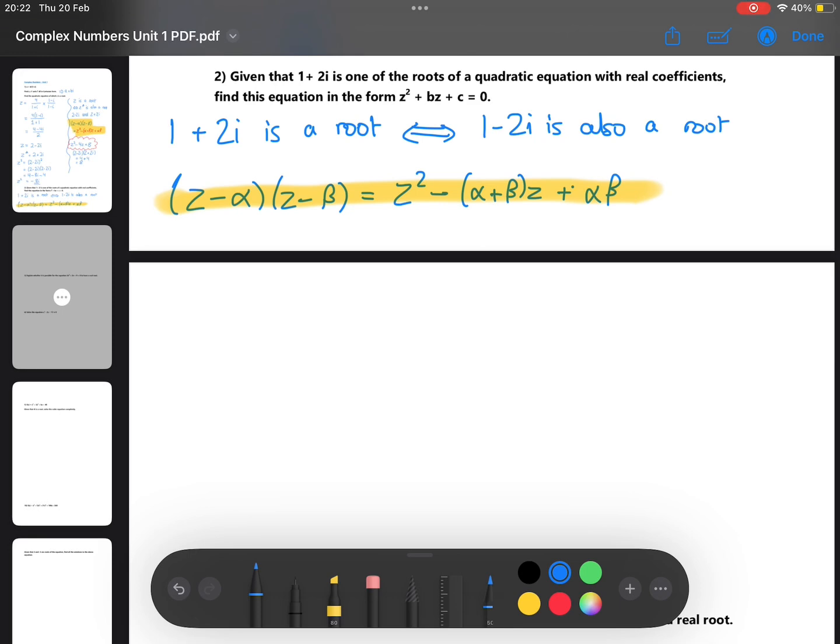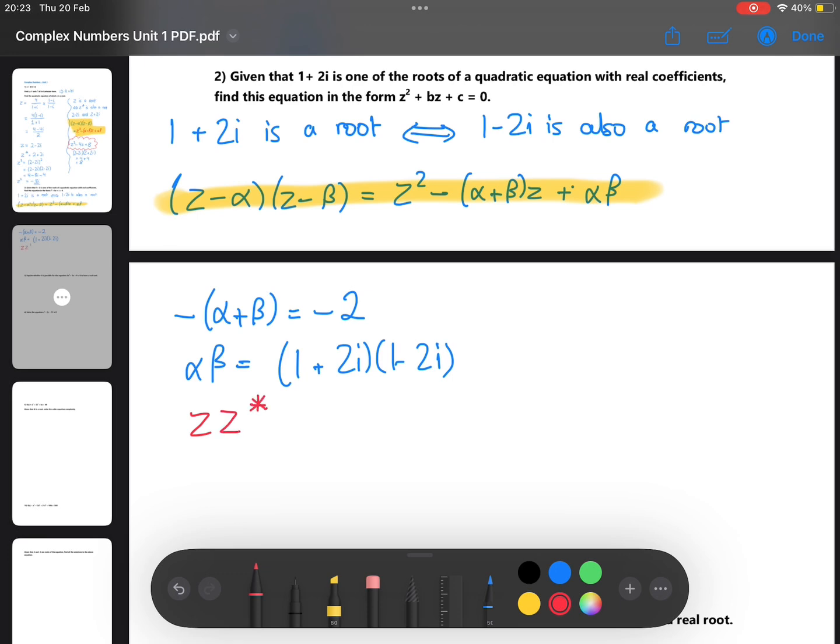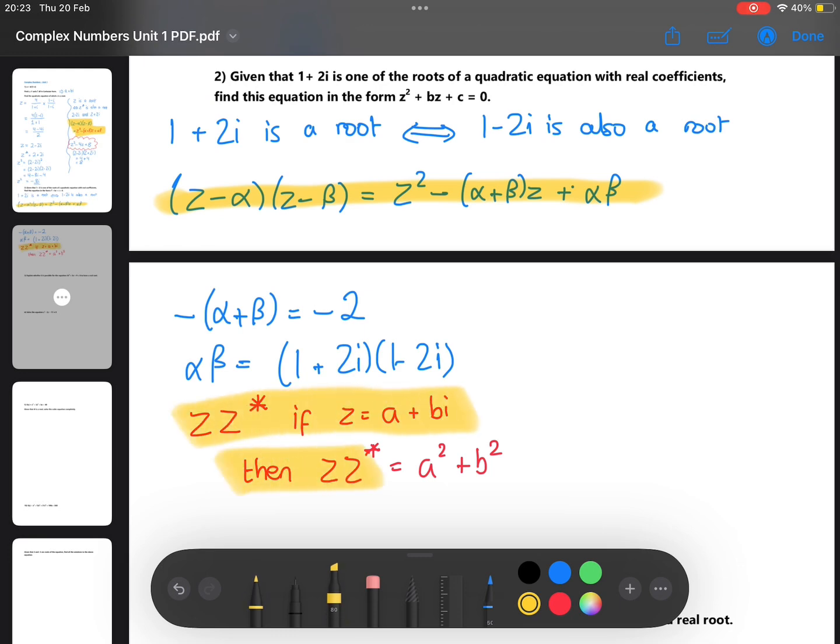That will give us minus alpha plus beta is going to be minus 2, and alpha times beta is 1 plus 2i, 1 minus 2i. And a useful rule to remember, for z multiplied by the conjugate of z, if z equals a plus bi, then z times the conjugate of z equals a squared plus b squared. And this is another useful rule to remember because it can make calculations a lot quicker.